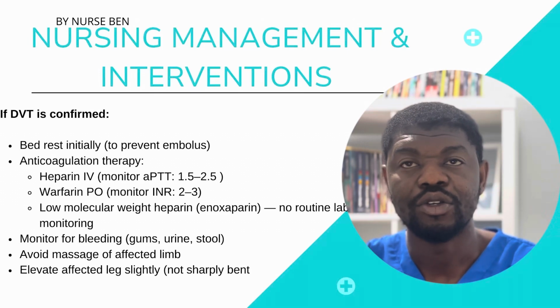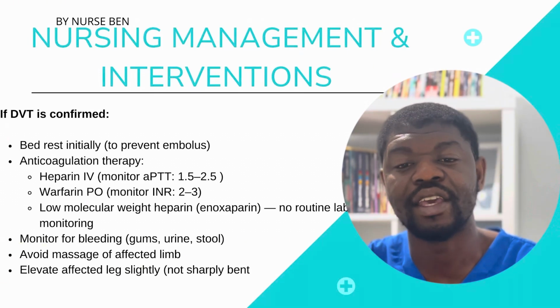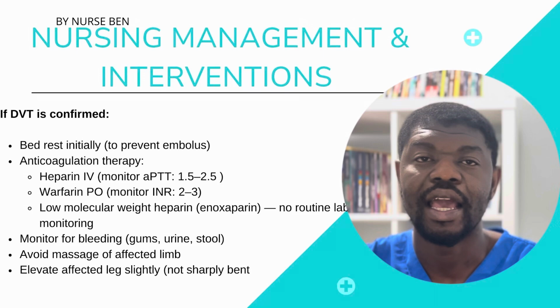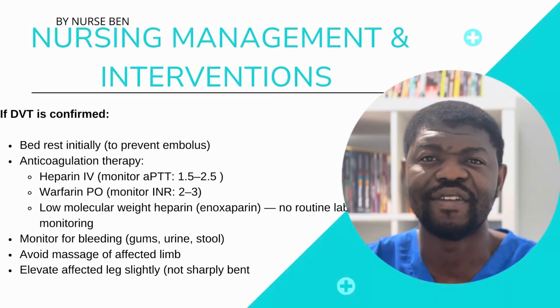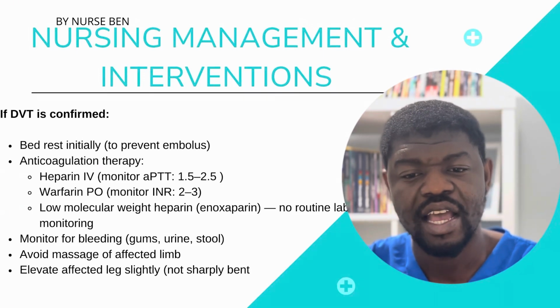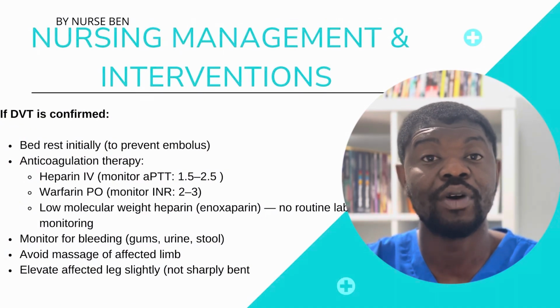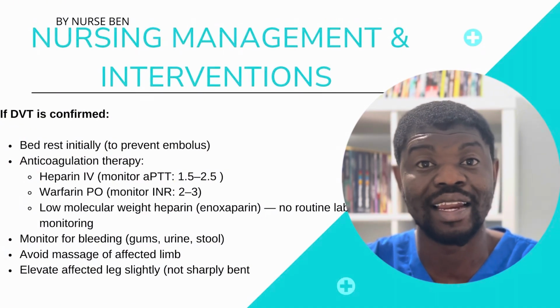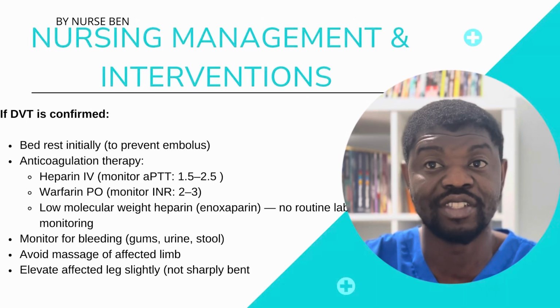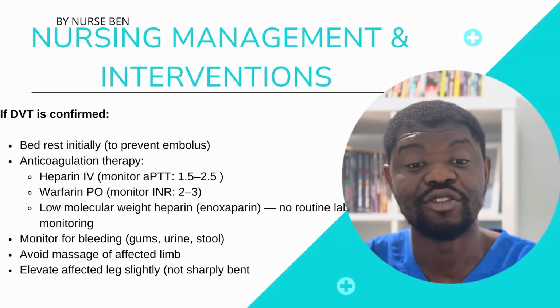Now, you would see that with heparin IV, you need to monitor your APTTs, and you're looking between 1.5 to 2.5 therapeutic dosing. And then warfarin, you're looking for INRs between 2 and 3. Now, on your low molecular weight heparins like enoxaparin, clexane, you don't need routine lab monitoring for that.